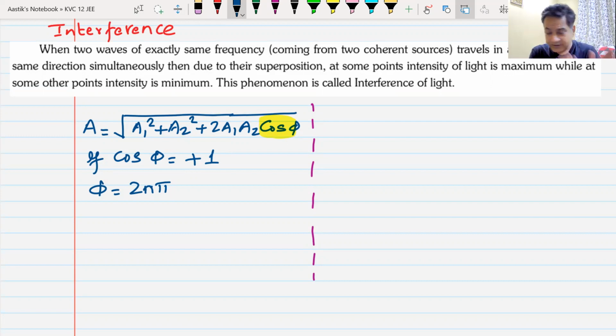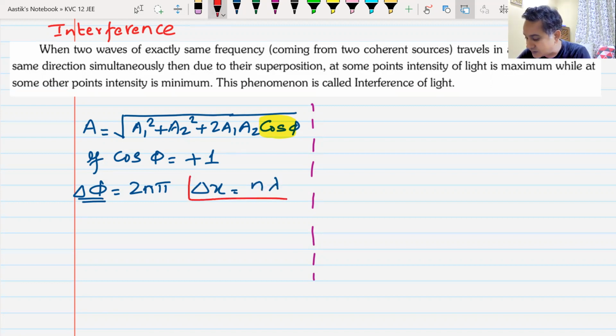This is actually the phase difference. If I convert this phase difference to path difference, you know the formula of phase difference and path difference. The path difference will come n times lambda. Yes or no?